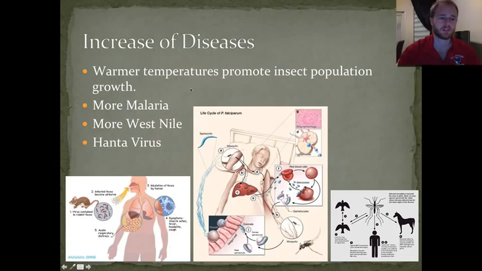Also causes an increase in disease. With the warmer temperatures, you promote insect populations. And insect populations transmit a lot of diseases, like malaria, hantavirus. Malaria, yep. And West Nile, we got West Nile here. This is hantavirus. Hantavirus is a little bit different. You have rodents that spread the hantavirus, but malaria is a huge problem across the world in a lot of developing countries, developing countries in tropical regions. So get a lot of mosquito growth, more malaria, more problems.